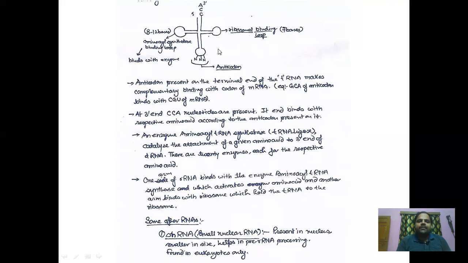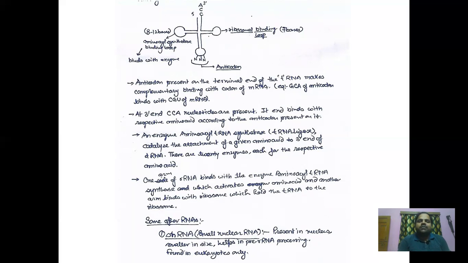and on the 3' end of this tRNA, the ACC nucleotide is present. It means it is conserved, and this is the region where the amino acid gets attached, at this 3' end.